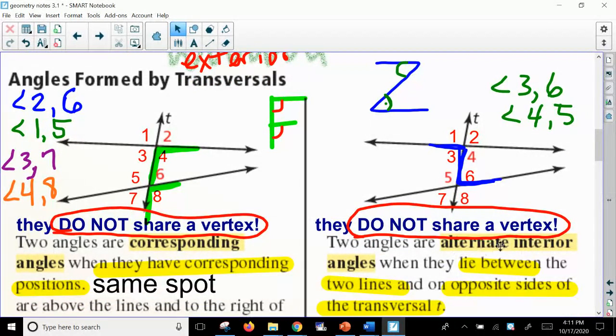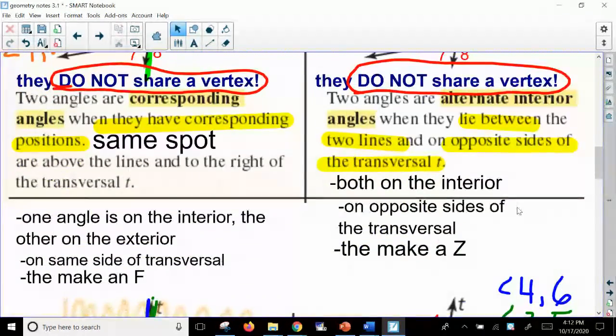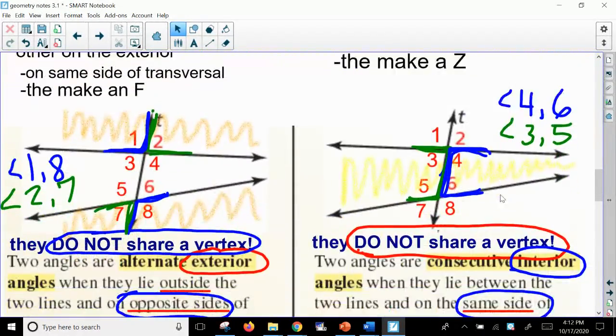Alternate interior, they alternate. That means they are on different sides of your transversal. They're both on the interior. So that's this region in between the lines. But they're on opposite sides of the transversal. They do not have the same vertex. When I traced them, I saw a Z. So look for the Z angles that are in the corners. So I said all that here.